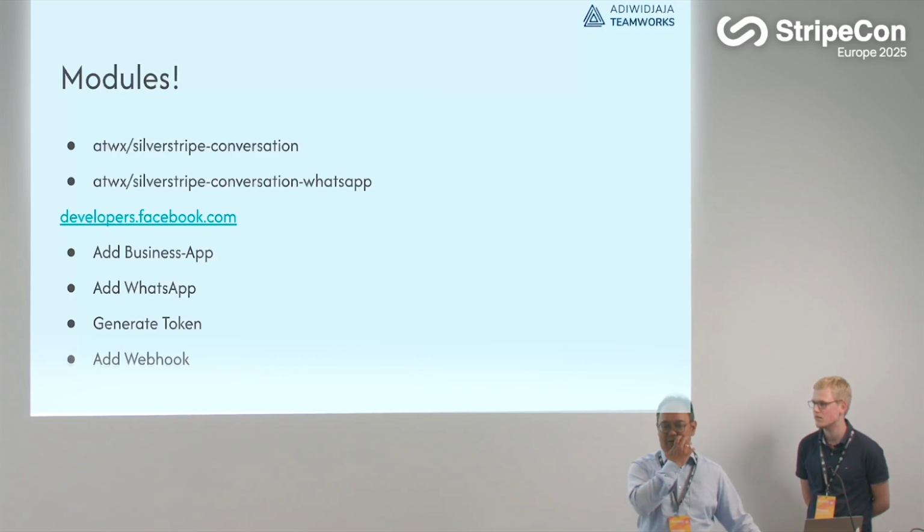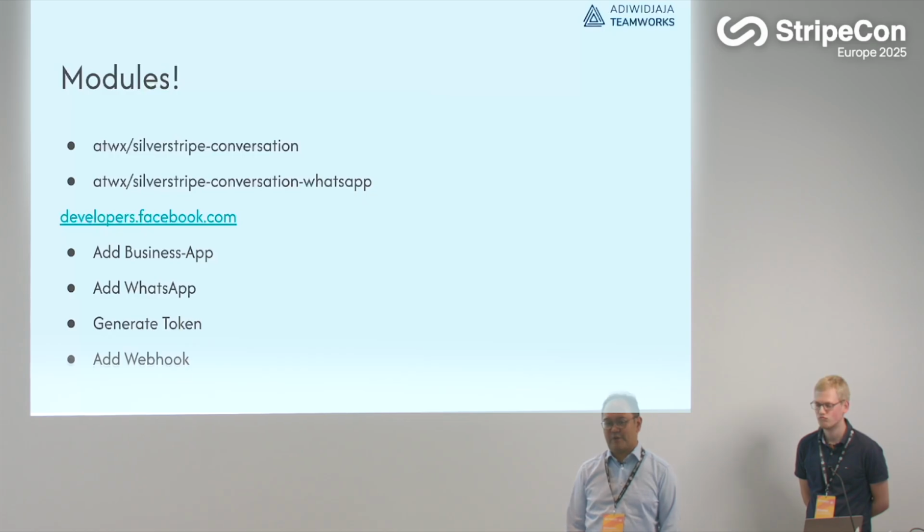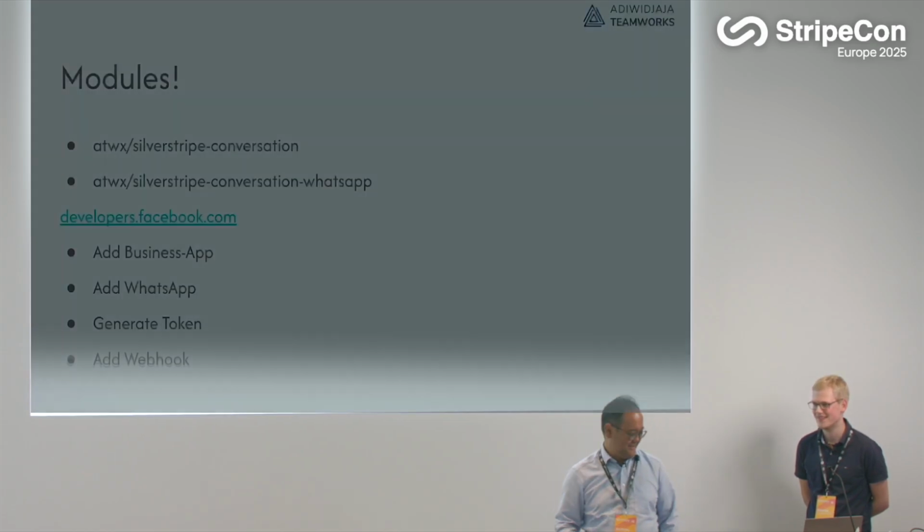To start with WhatsApp, the simple instructions are: you go to developers.facebook.com, add a business app, add WhatsApp, generate a token, add a webhook. And then you swear because it doesn't work. And then you go back and debug it.